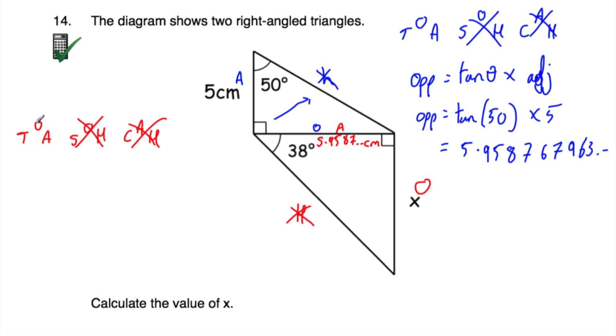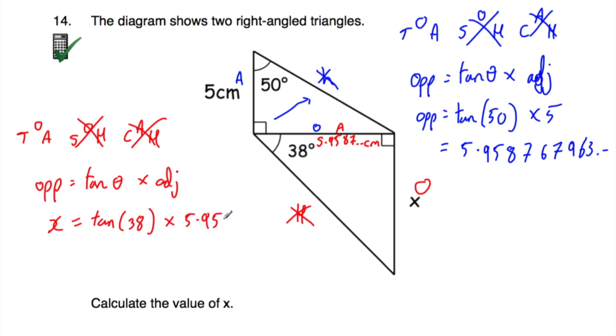So if we cover up the opposite, it is equal to tan of the angle multiplied by the adjacent. So let's write that down. The opposite is equal to tan of the angle multiplied by the adjacent. Now if we substitute in our values, the opposite, which is x in this question, is equal to tan of the angle, so that's the tan of 38, I'm going to put that in brackets, multiplied by the adjacent, and that's 5.9587 and so on. It's still on my calculator display.